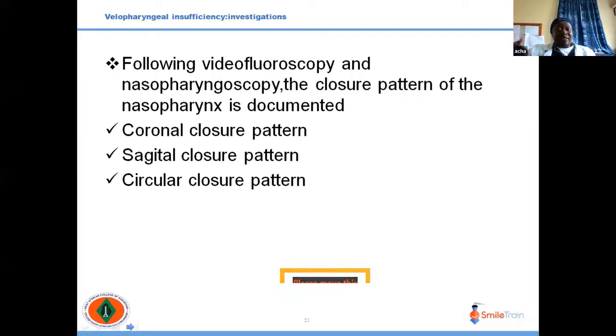So after you have corrected the cleft palate, some form of velopharyngeal insufficiency will still persist. And after you have assessed them, there may be need for follow-up with a speech and language pathologist, or there may be need for a second palatal surgery, which is to correct the velopharyngeal insufficiency, where you can raise a palatal flap, superiorly based, inferiorly based, or you use the anterior or posterior pillar of the tonsil.